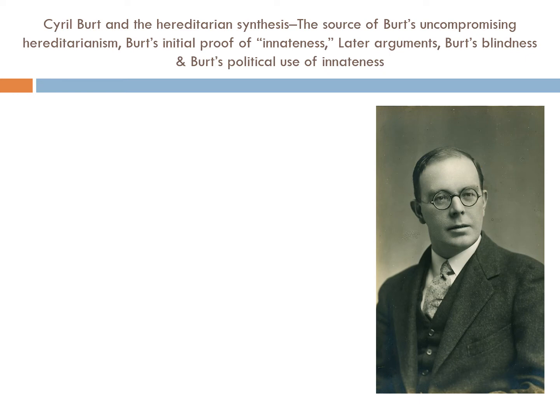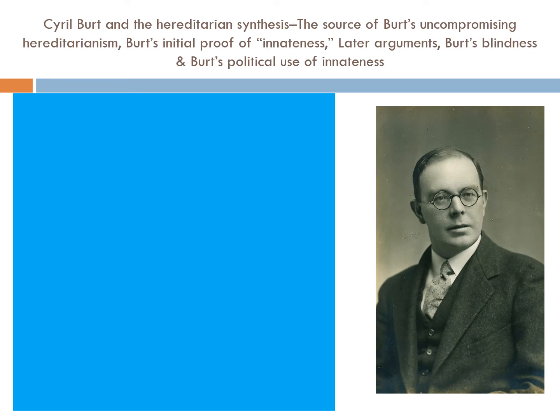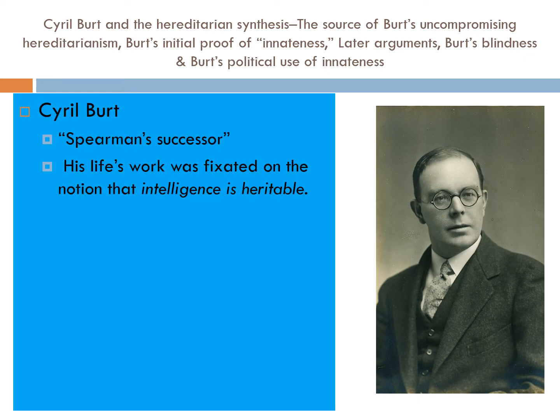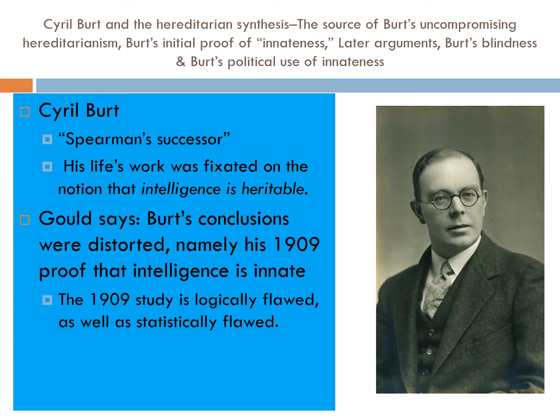So Burt's initial proof of innateness, as well as later arguments, led to Burt's blindness and Burt's political use of this notion of innateness as a way to describe intelligence, right? Cyril Burt himself was Spearman's successor. His life's work was fixated on the notion that intelligence is heritable. So Gould says in the book that Burt's conclusions were distorted, namely his 1909 proof that intelligence is innate, right? The 1909 study is logically flawed as well as statistically flawed.